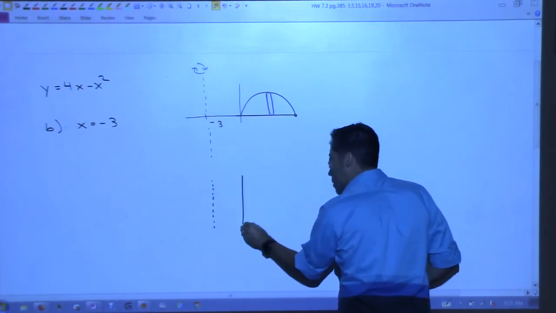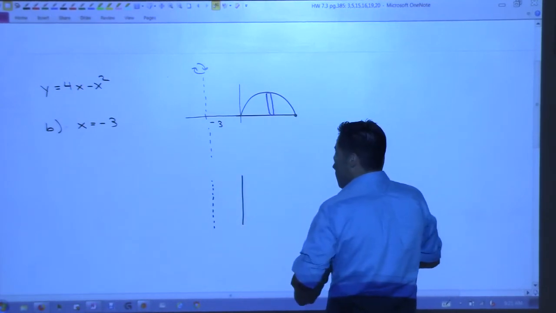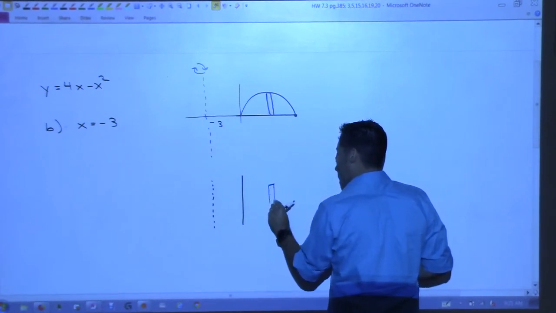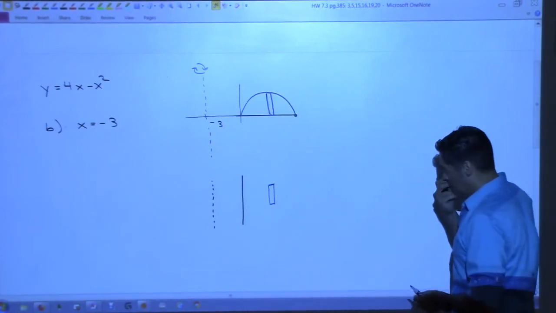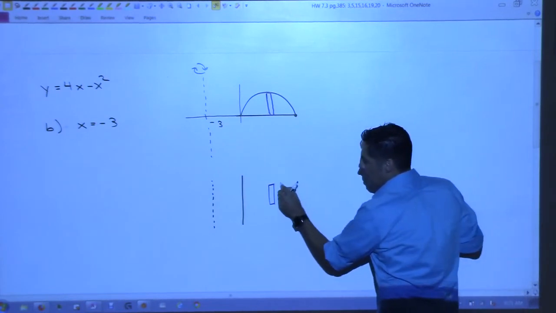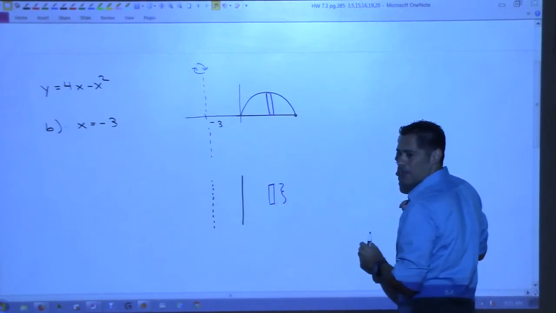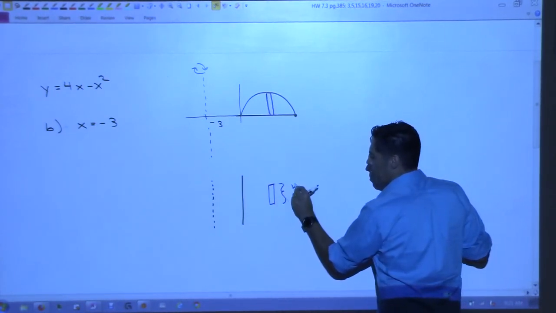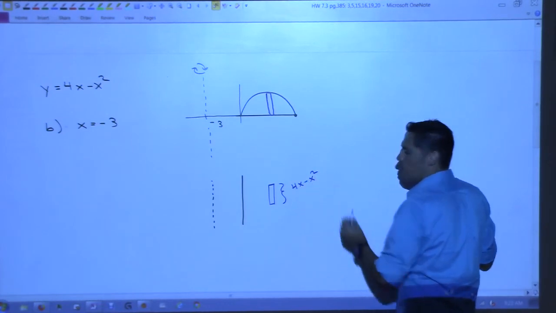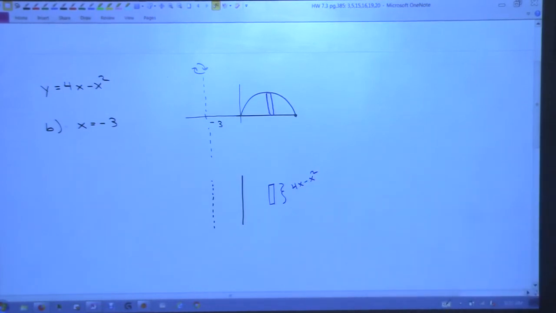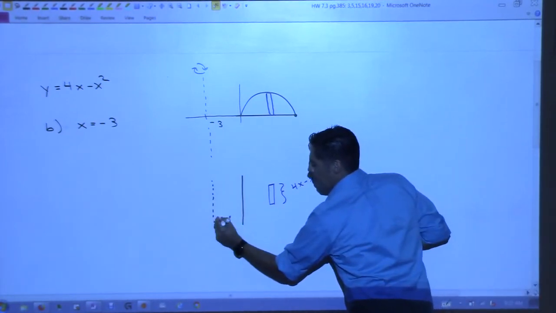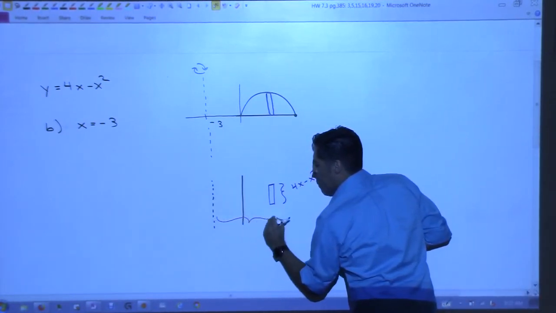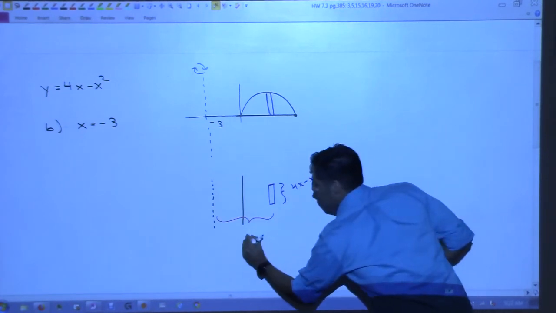So I'm going to bring my dotted axis of rotation down. Here's my y-axis. Here's my rectangle. I already know this distance, we've got that piece already. That's 4x minus x squared. We did that on the previous one. And so all I need now is the radius. I need the distance from here to there. That's r.